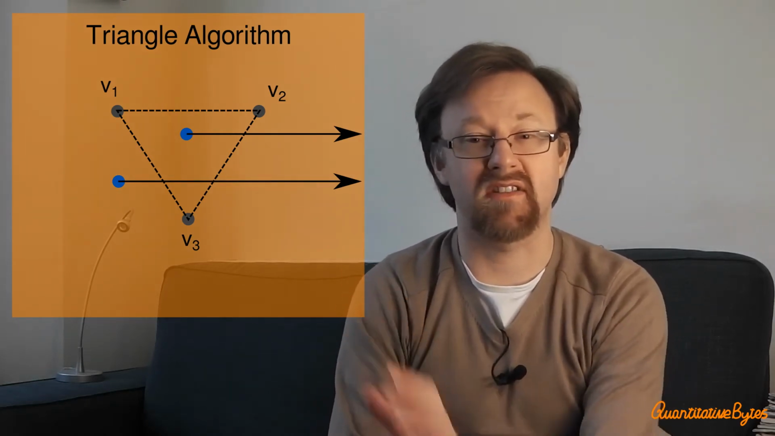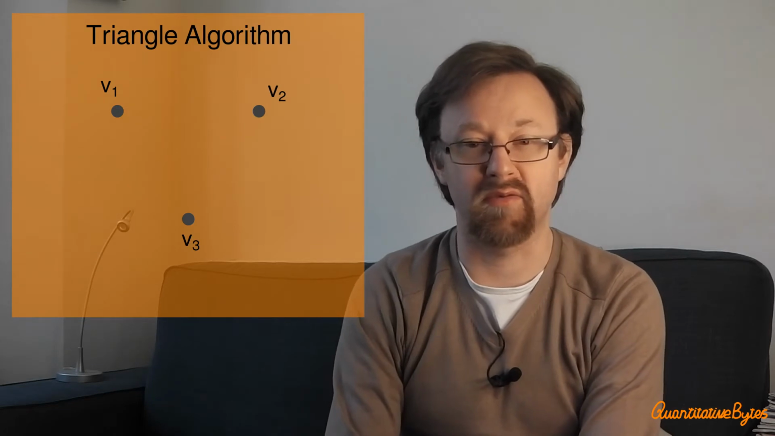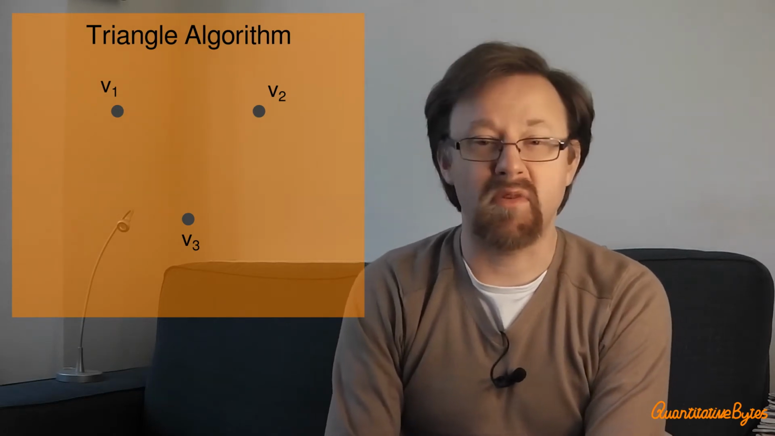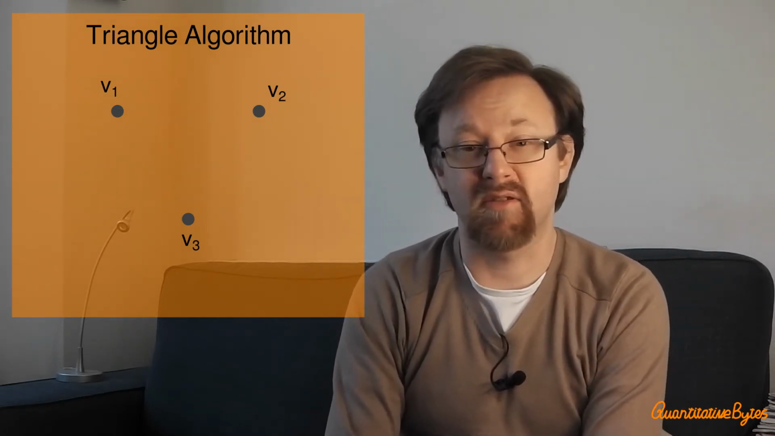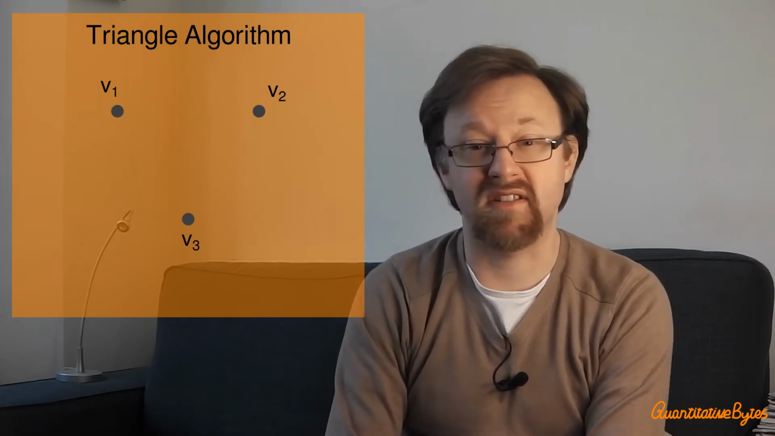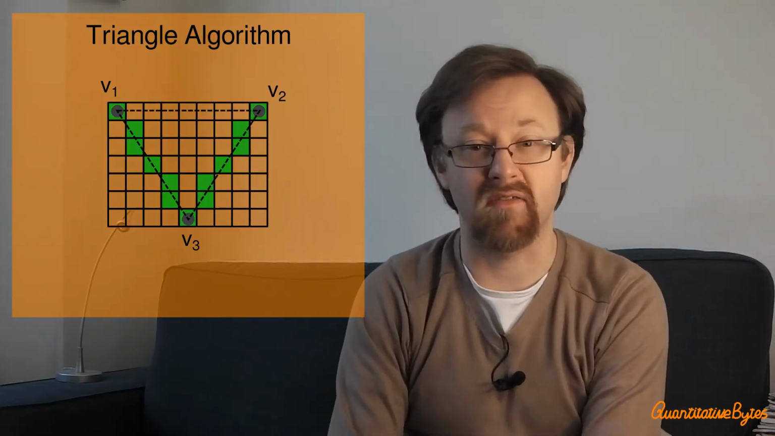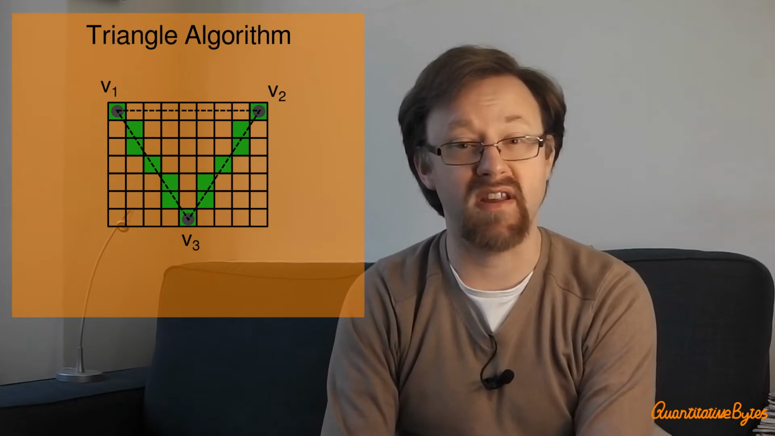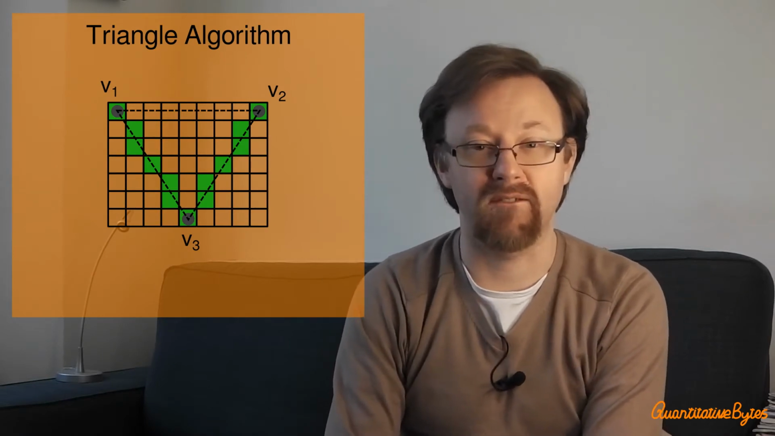So if we go back to the situation that we have as shown here with the three vertices, actually what we could do is interpolate all of the points between each pair of vertices, as you can see here. So between V1 and V2, and between V2 and V3, and between V3 and V1.